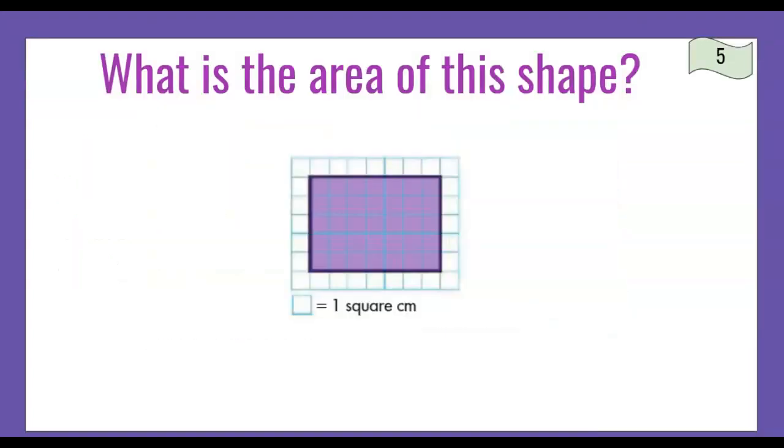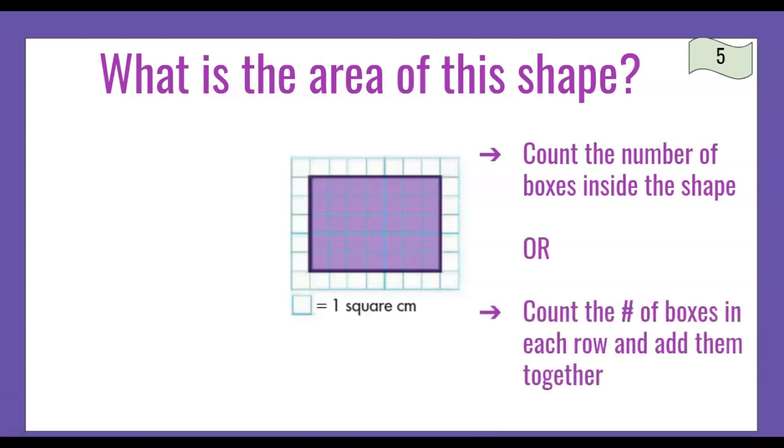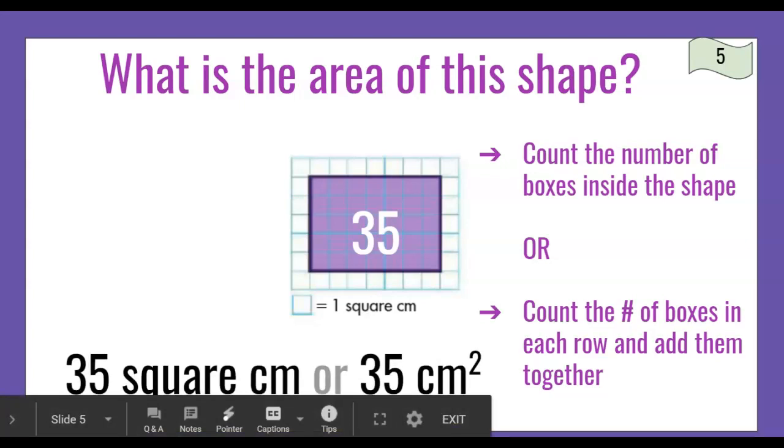Okay, so let's do some practice. What is the area of this shape? First, we either need to count the number of boxes inside the shape, or we can count the number of boxes in each row and add them together. For example, we have 7 in one row, and then another 7, and another 7, so you can add 7 plus 7 plus 7 plus 7 plus 7, or 35. But we can't have our answer just 35 because our units are in square centimeters. So we have to say that we have 35 square centimeters. And you can write it one of 2 ways.